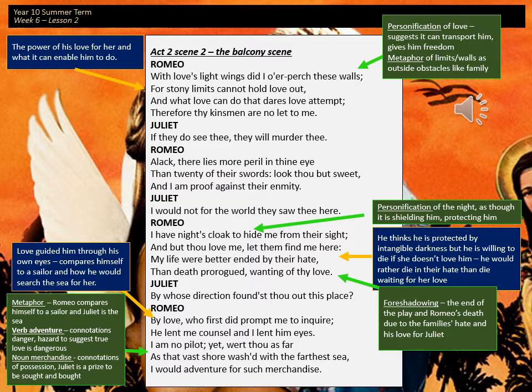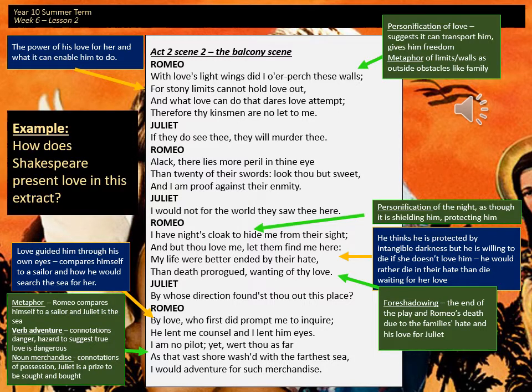So actually, if that's my extract and that's my question, I'm just going to focus on these things. Okay, so I've removed the other things that I don't think are going to help me answer that question. I'm just going to look at these things. And what I'm going to do with that is I'm going to take that analysis, okay, as you did with the exploded quotations, and I'm going to turn that into a what, how, why paragraph.